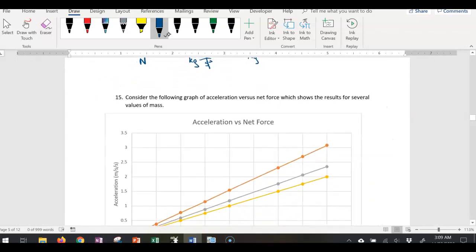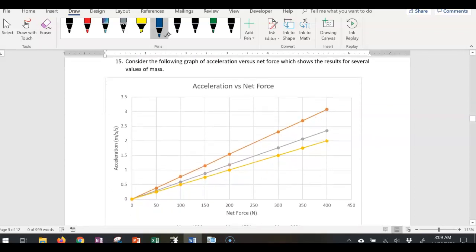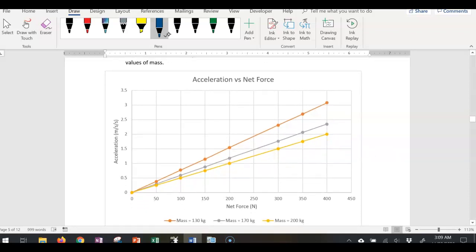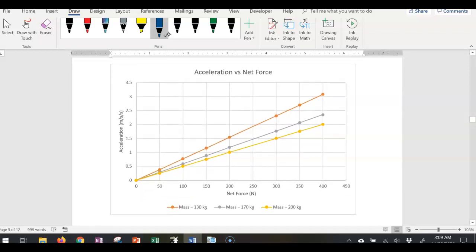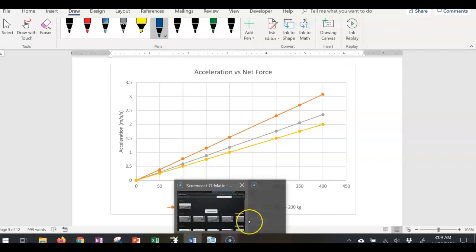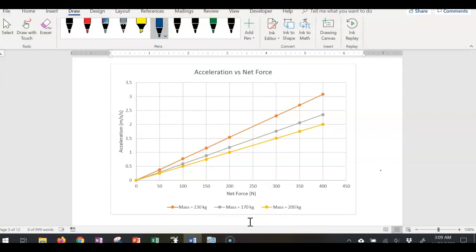The lab gives us some additional data. So we used a 50 kilogram mass, but here is the acceleration versus net force graph for 3 other amounts of mass. So you can see the key here, 130 kilograms, 170 kilograms, and 200 kilograms. You can see that all of these graphs are linear, but the slope is different depending on the amount of mass.